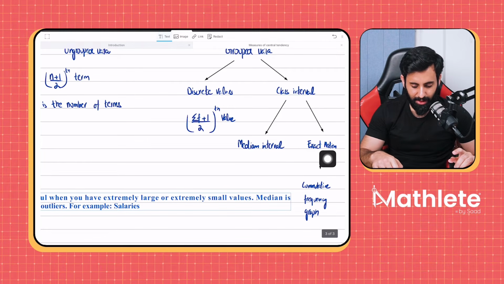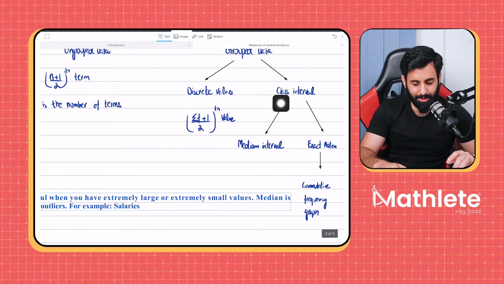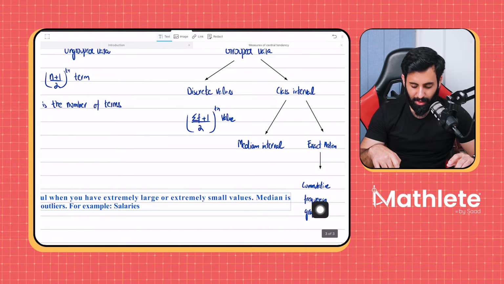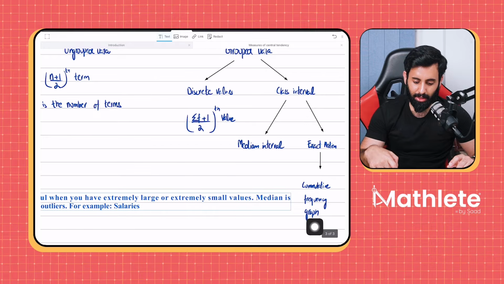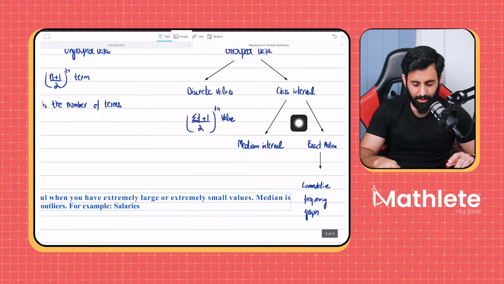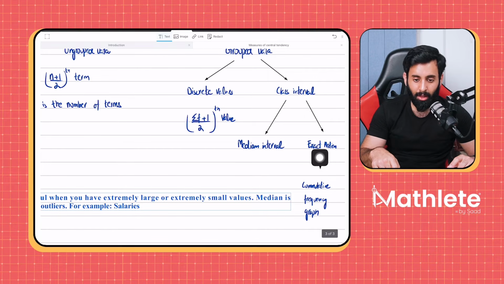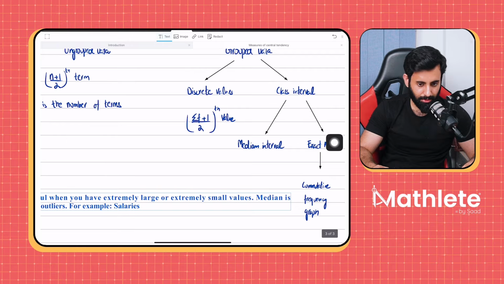But let's say you have to calculate the exact median, and you're given data in class interval form. For that we will have to make a cumulative frequency graph. These are not two different categories, not two different types of class interval. In class intervals there are two possibilities. Maybe the question will ask you to calculate the median interval, or maybe it will ask you to calculate the exact median, which is when you have to use the cumulative frequency curve.